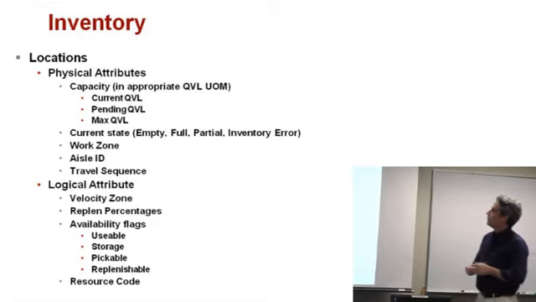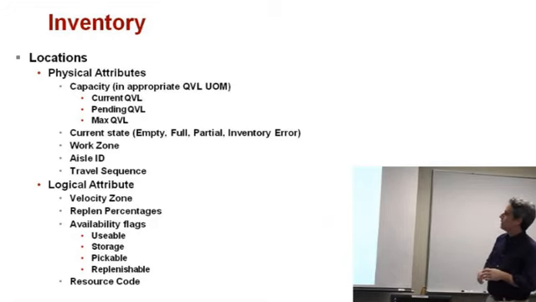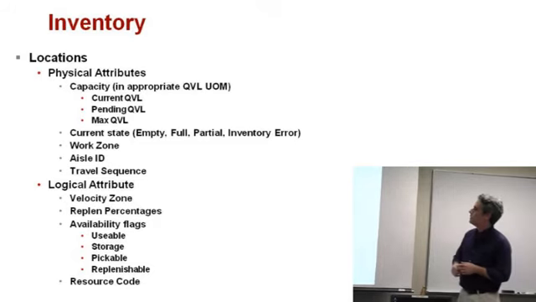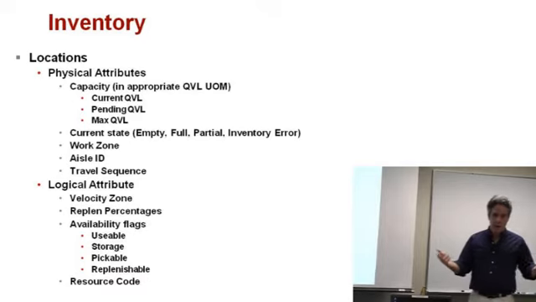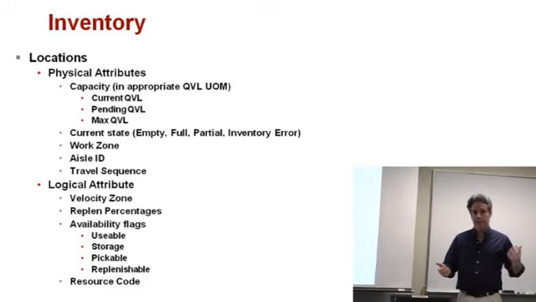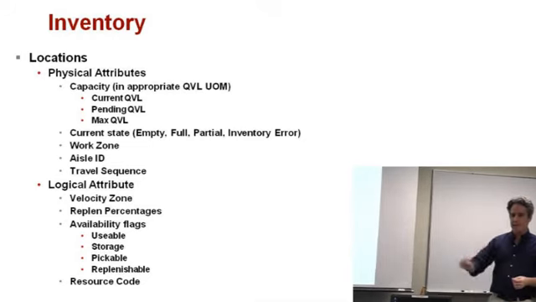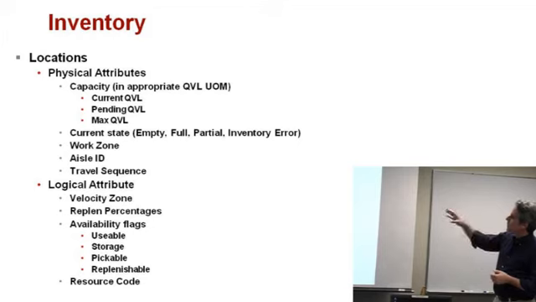Locations: physical attributes, capacity. So basically it's based on whatever the QVL means. The QVL is just a term we came up with. We used to call it quantity, but then we thought, oh, we've got a volumetric, and then we have length, so quantity, volume, length. So it's actually quantity, volume, length, and pallet footprint, the lowercase p somewhere in there. But so those are those things.